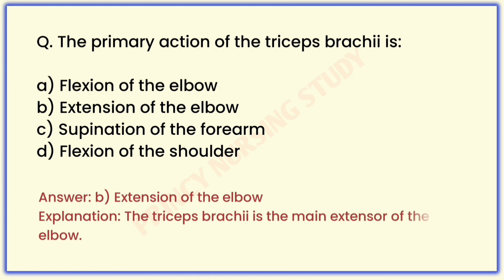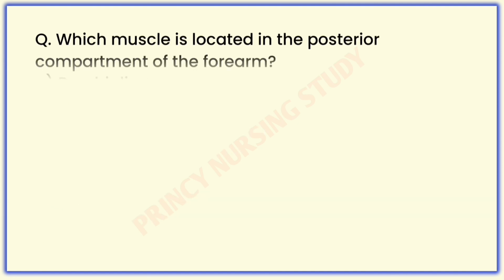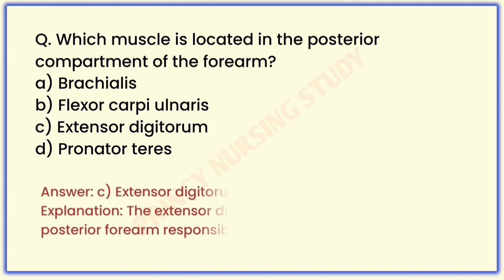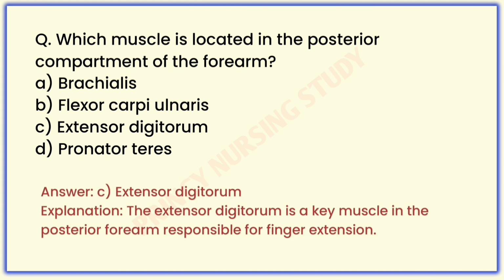Correct answer is B. Extension of the elbow. The triceps brachii is the main extensor of the elbow. Next question. Which muscle is located in the posterior compartment of the forearm? Correct answer is C. Extensor digitorum. The extensor digitorum is a key muscle in the posterior forearm responsible for finger extension.